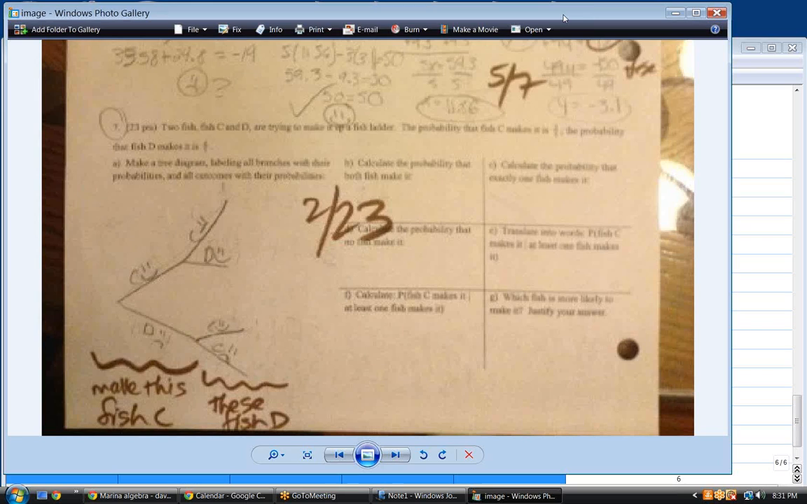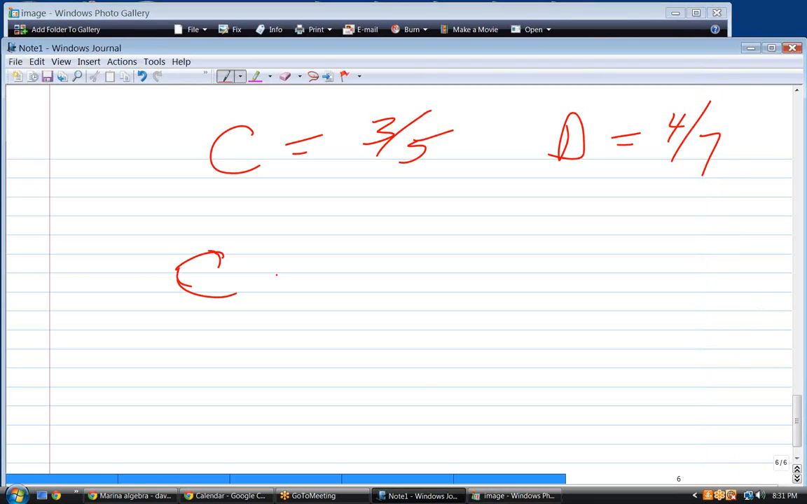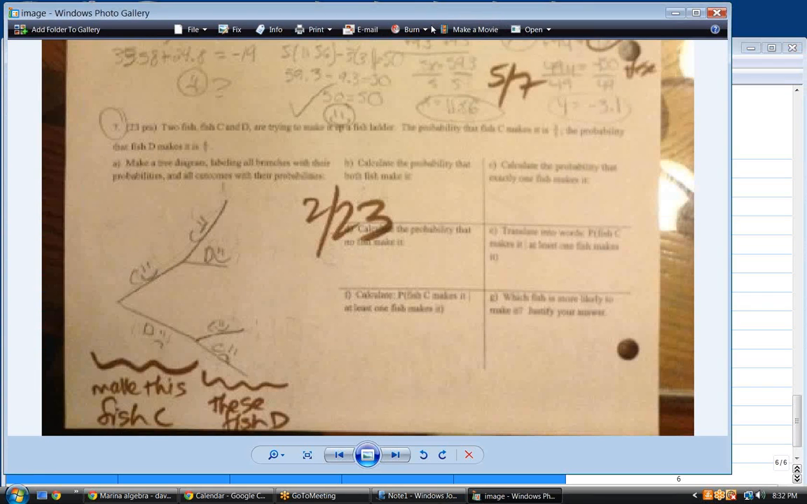Well, here's what's confusing me. Fish C is 3/5 to make it. Is it just straightforward like that? I mean, that's all there is to it, right? Why is there a diagram? There's only one rung of the ladder, and he's 3/5 likelihood to make it. Well, we have to do a diagram where whether C makes it or not, and then whether D makes it or not. Do you know what the answer is then supposed to look like? I know what it's supposed to look like, but I don't know how to get to the answer is the problem.